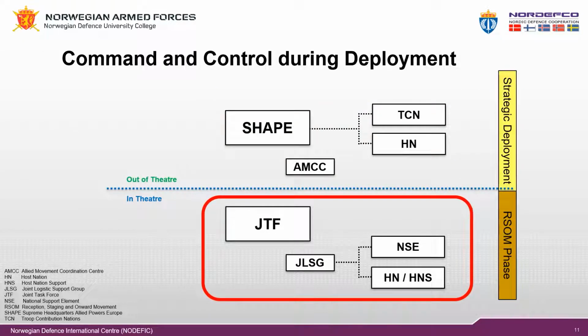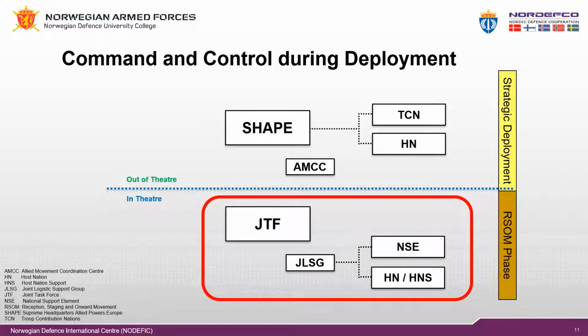Joint Task Force takes over the command and control of the deployment when the troops and equipment arrive at the designated port of debarkation. Commander of Joint Logistic Support Group is authorized by the Commander of Joint Task Force to execute tactical control of all tactical forces during the reception, staging, and onward movement process. During deployment, a direct link will exist between the Joint Logistic Support Group headquarters and SHAPE J4/Allied Movement Coordination Centre for exchange of strategic deployment information.